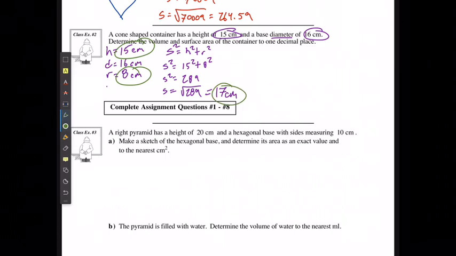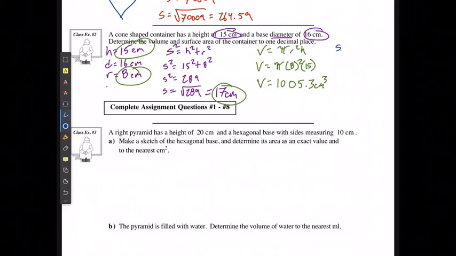And I have all the units that I need for my different formulas. My volume is just going to be pi r squared h. So my volume is going to be pi times 8 squared times 15. Or, in this case, my volume is going to be 1005, to 1 decimal place 0.3 centimeters cubed.